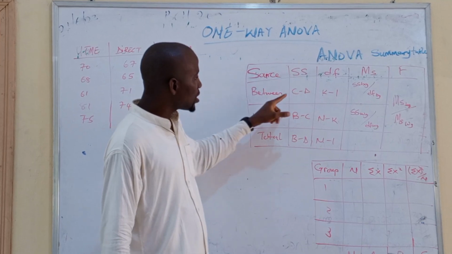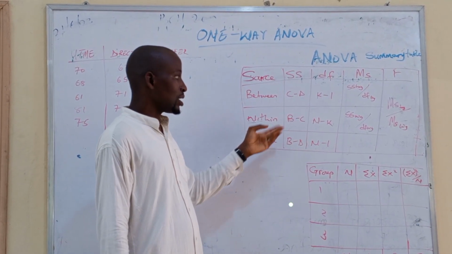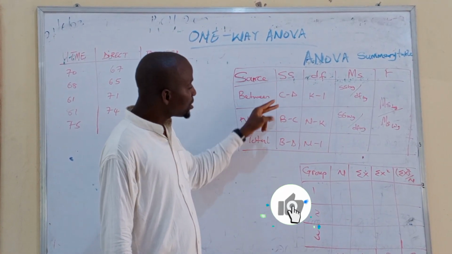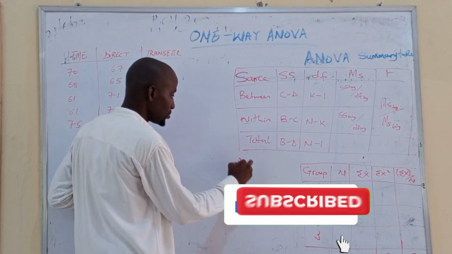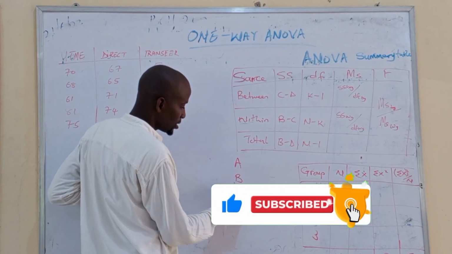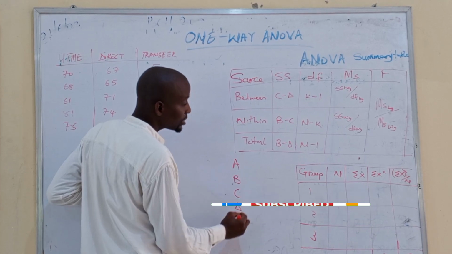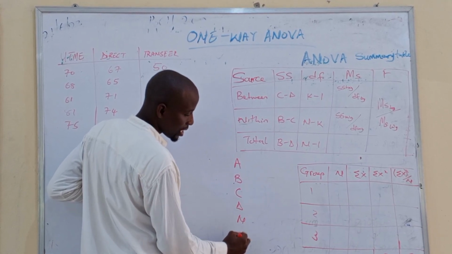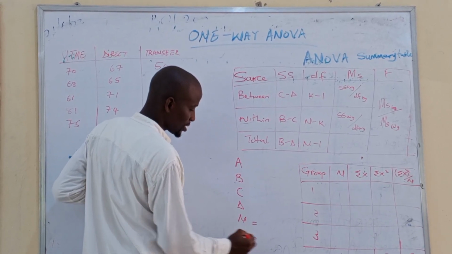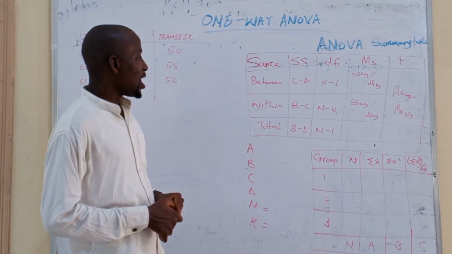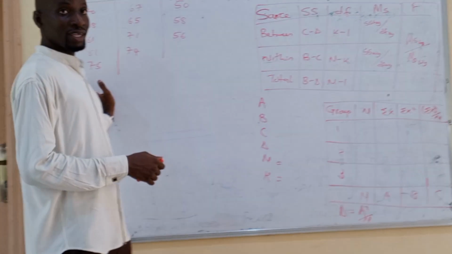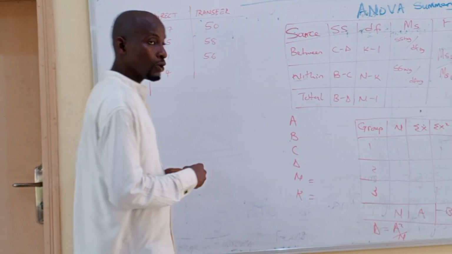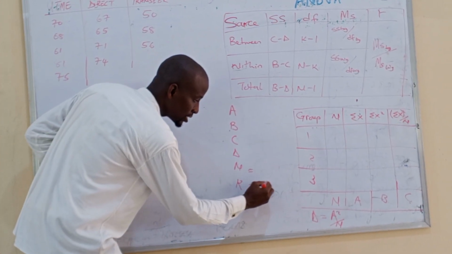What do we talk about, A, B, C, D, E? There's no E anyway. A, B, C, D is the value that we need here. So we need A, B, C, D, n, and k. Our k is the number of groups. How many groups do we have here? 1, 2, 3. So obviously we have solved for k, which is 3.